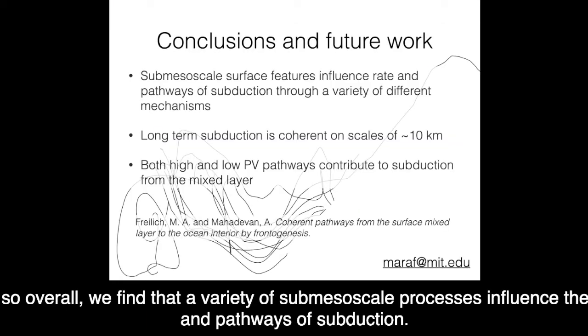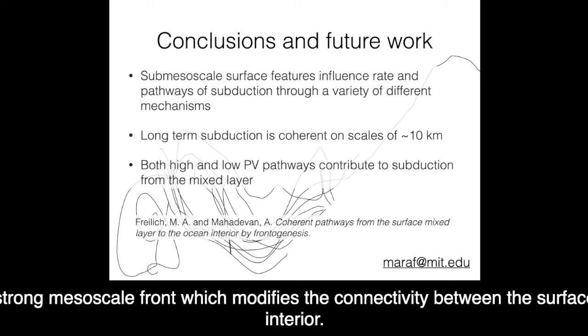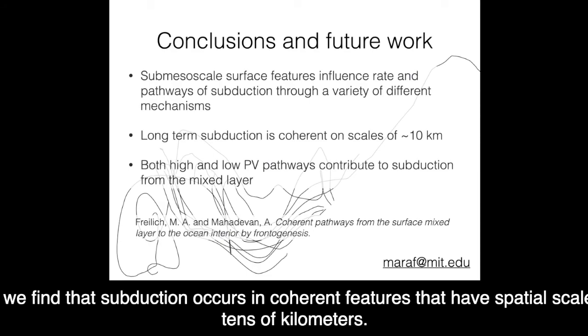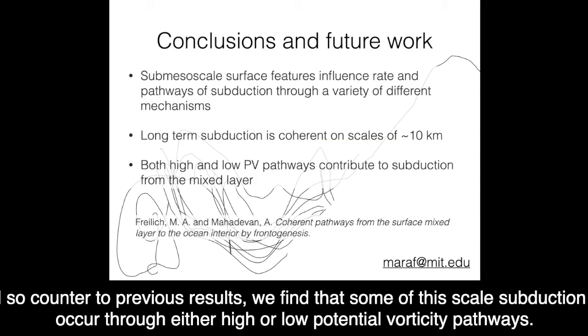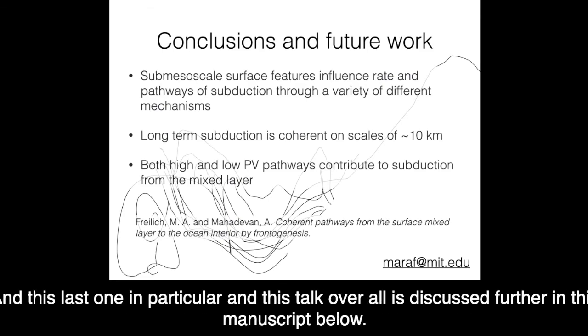And so overall, we find that a variety of submesoscale processes influence the rate and pathways of subduction at a strong mesoscale front, which modifies the connectivity between the surface and interior. And we find that subduction occurs in coherent features that have spatial scales of tens of kilometers. And so counter to previous results, we find that submesoscale subduction can occur through either high or low potential vorticity pathways. And this last point in particular, and this talk overall, is discussed further in the manuscript below.